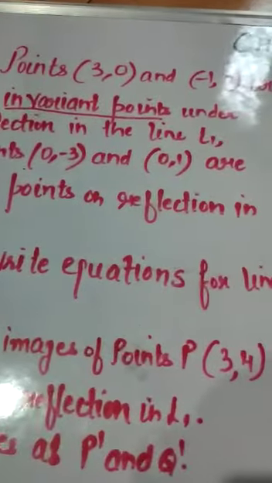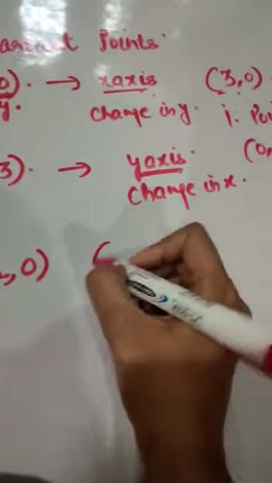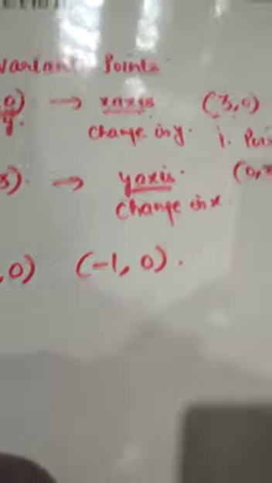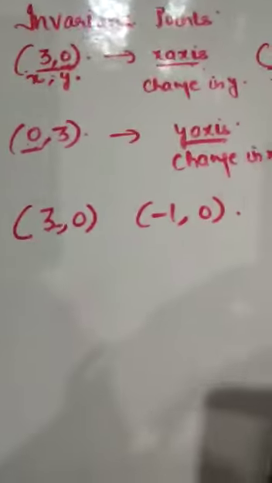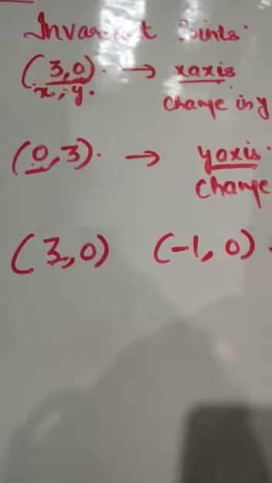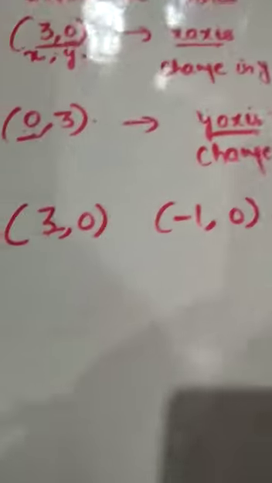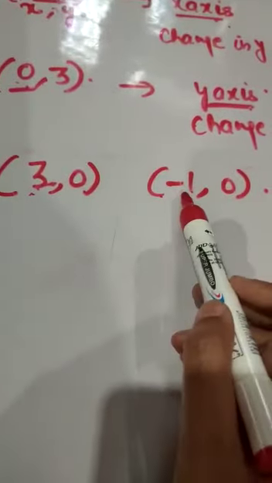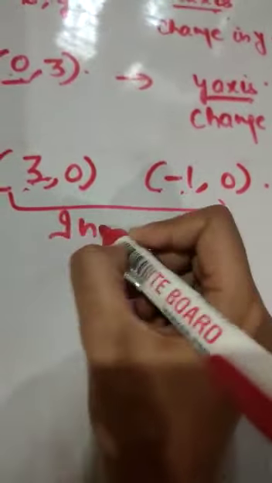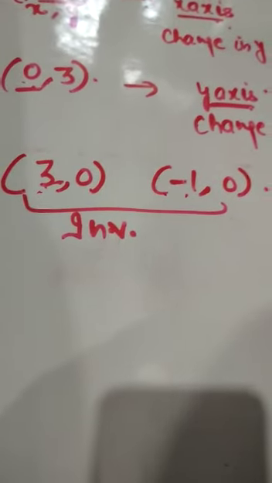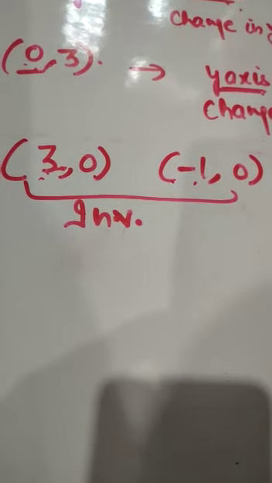In question number 2 we have two points, one is 3, 0 and the other is minus 1, 0. These are invariant points in the reflection in the line L1. We don't know what L1 is, whether it is the x-axis, y-axis or origin. But we have the two points 3, 0 and minus 1, 0, and these two are invariant. Invariant means after reflection in the x-axis or y-axis they will remain the same.